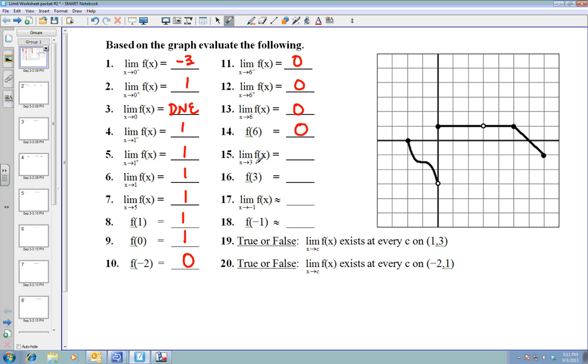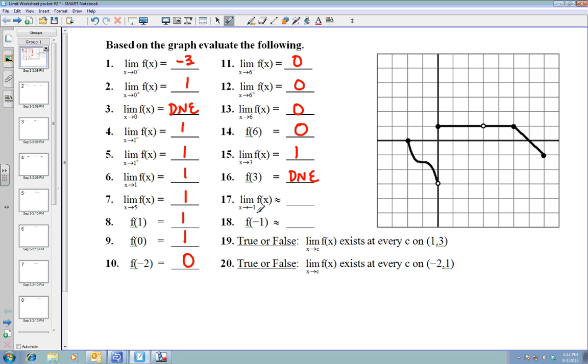Find the limit as x approaches 3. It didn't tell me what side, so I have to check the left and the right side. So as x approaches 3 from the left, it's 1. From the right, it's 1. Even though it's an open circle, if there were cars traveling on this road, those two cars would still meet at that point. So my answer is 1. Then it says find f of 3. So when x is 3, what is my y value? Well, I don't have one because it's an open circle. So f of 3 does not exist.